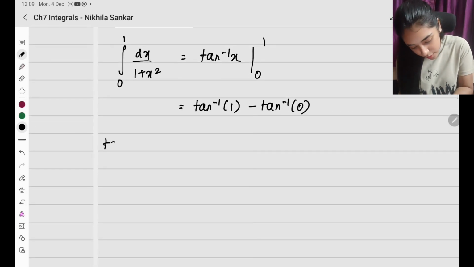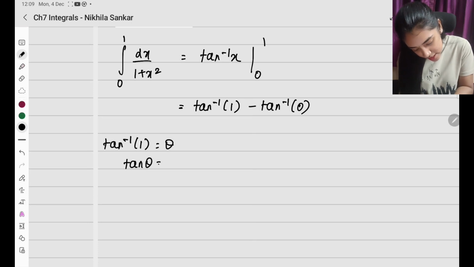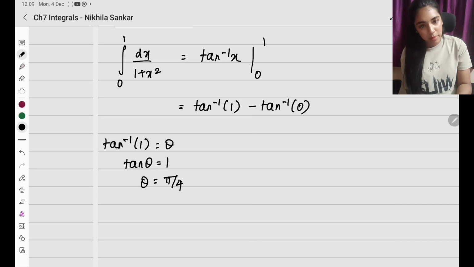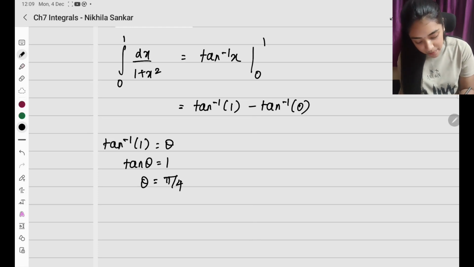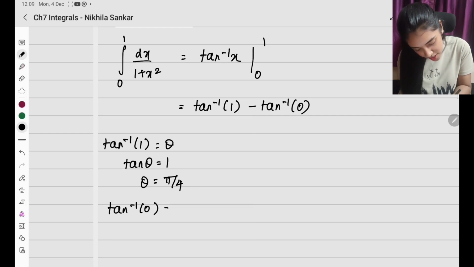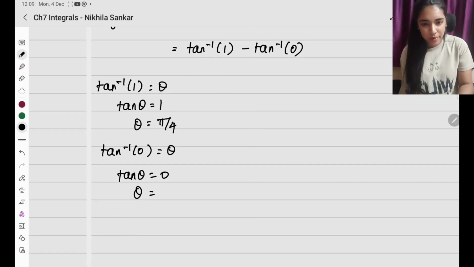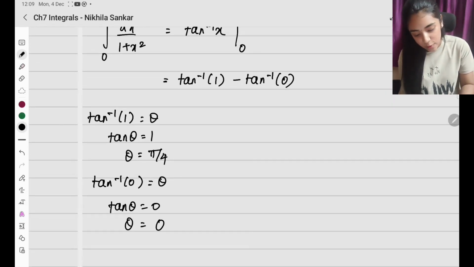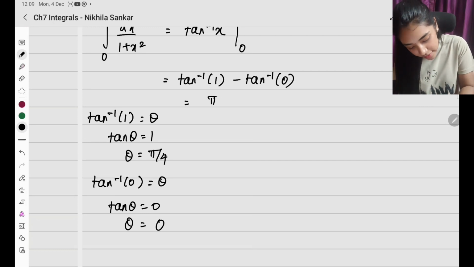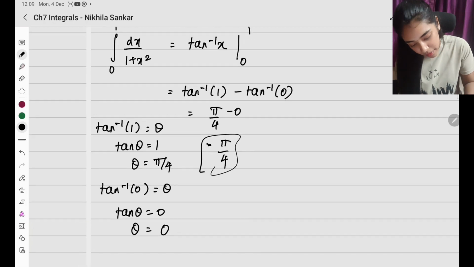Now what is tan inverse of 1? Tan inverse of 1 is going to be theta. Tan theta equals 1. So theta equals pi divided by 4. Tan pi by 4 is 1. Tan 45 is going to be 1. So theta is pi by 4. Similarly, tan inverse of 0 equals theta. Tan theta equals 0. So theta equals sin 0 by cos 0. So it is going to be 0. So when I substitute the values, I have pi by 4 minus 0. So my final answer is going to be pi by 4. Please copy.